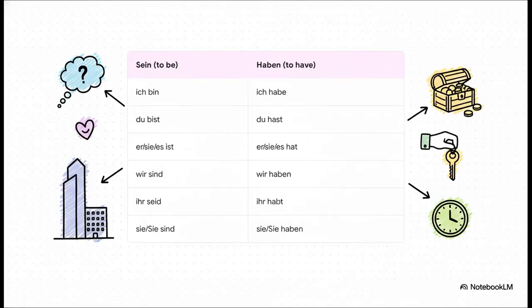Let's do sein first. Ich bin, du bist, er ist. Notice how different each one is. Then we have wir sind, ihr seid, sie sind. And now for haben. Ich habe, du hast. See how that B just disappears there? Er hat, wir haben, ihr habt, sie haben.